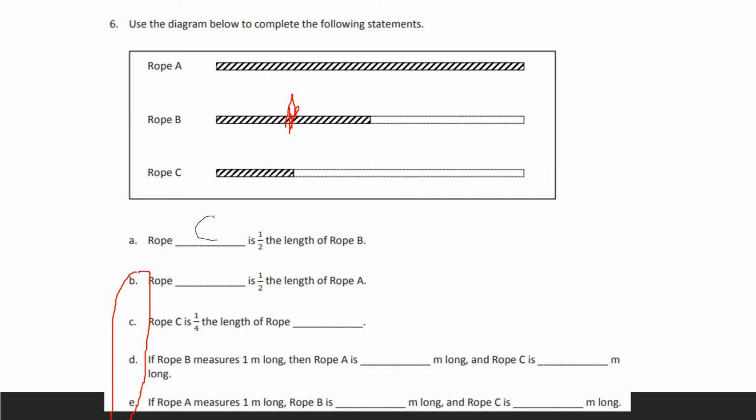Rope blank is half the length of rope A. Remember, here's rope A. Rope C is 1/4 of the length of rope blank. And if rope B measures 1 meter long, then rope A is blank meters long and rope C is blank meters long. And if rope A measures 1 meter long, rope B is blank meters long, and rope C is blank meters long. So take your time and work on these problems.